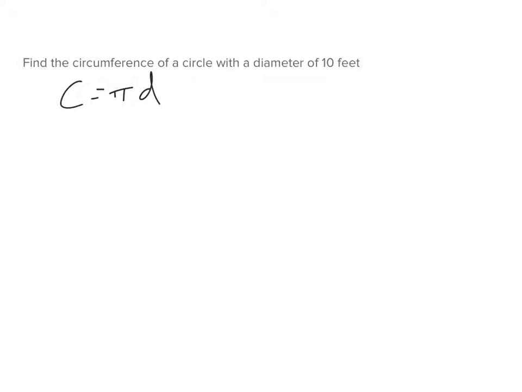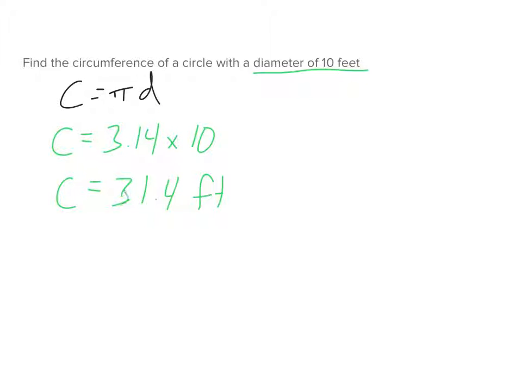Our next example, we have find the circumference of a circle with a diameter of 10 feet. So again, we are given the diameter outright. We don't have to do any extra work. We can take that and plug it in and multiply it by 3.14, which would get us a circumference of 31.4 feet. Okay, remember, we need to include labels here.